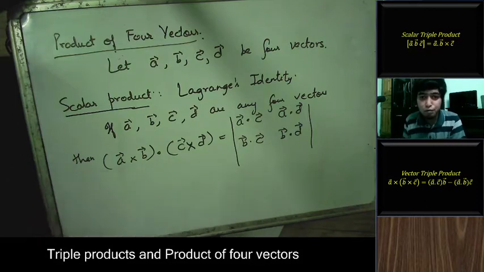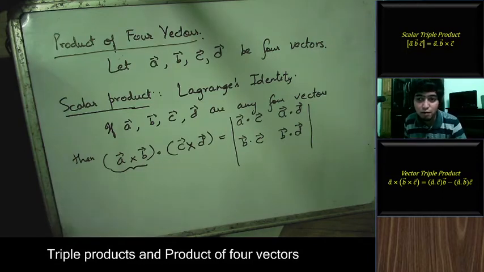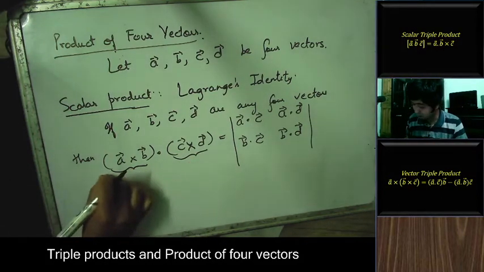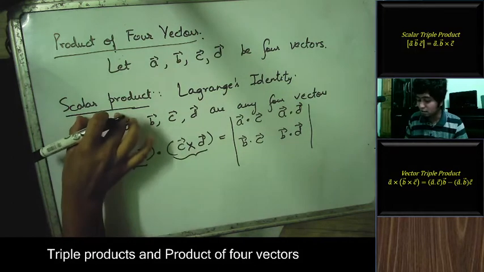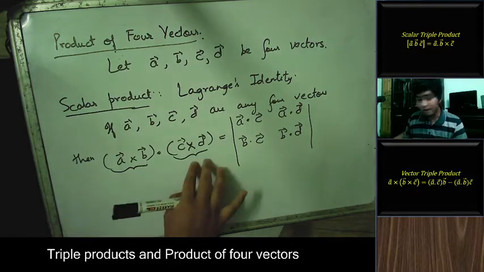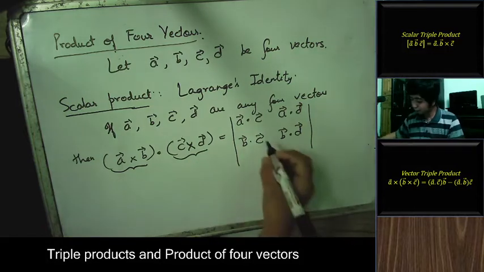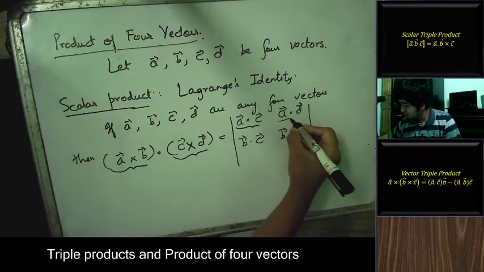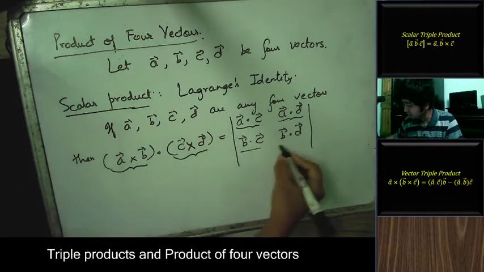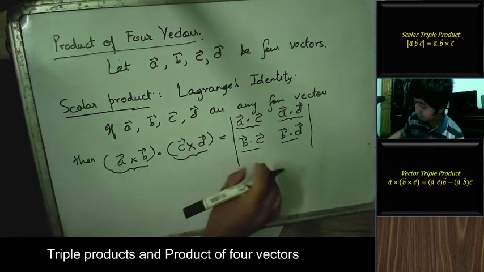You should note one thing: this one is a vector, because it is a cross product of two vectors. Similarly, this one is a vector. Vector dot a vector gives you a scalar. That is why it is called a scalar product, and since you are involving four vectors, it is called a scalar product of four vectors. You should note over here also the determinant: this one is a scalar because it is a dot product, similarly scalar, scalar. If you take the determinant of this, it will be a scalar. Alright, so we will try to prove this.